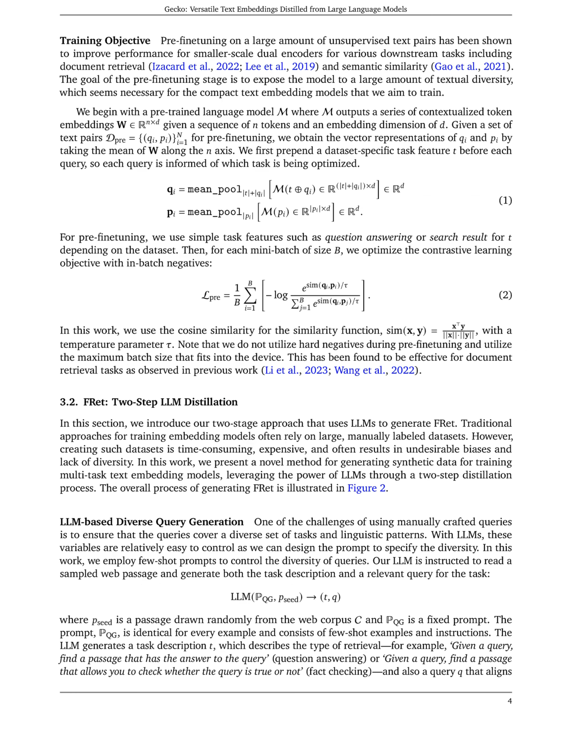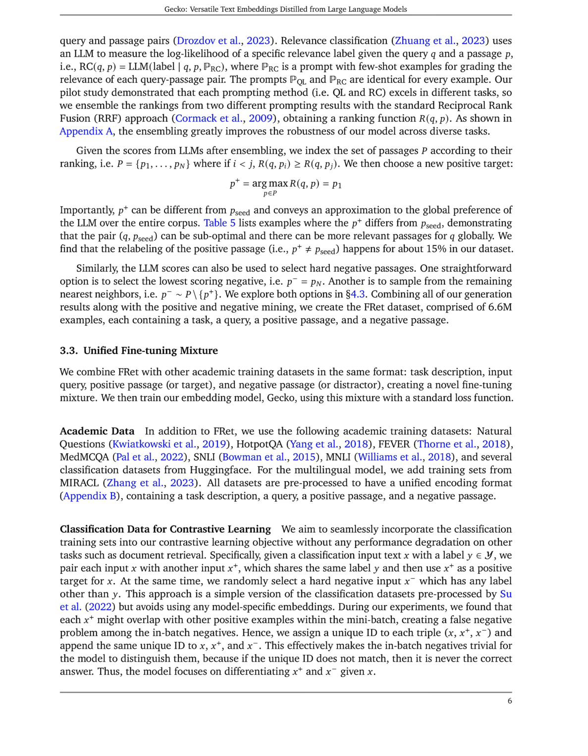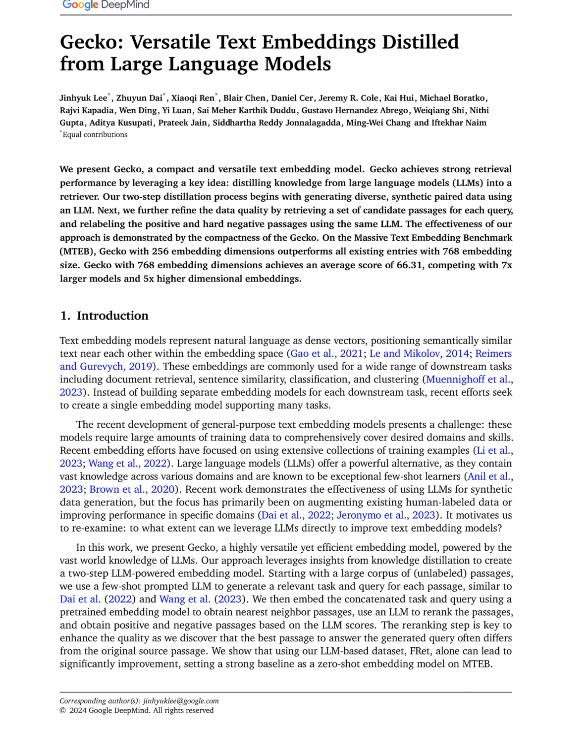The FRET dataset consists of 6 million examples, each containing a task, a query, a positive passage, and a negative passage, which are used in combination with other academic datasets for fine-tuning the Gecko model. By leveraging the FRET dataset, Gecko achieves superior performance on the Massive Text Embedding Benchmark, MTEB, and demonstrates strong generalizability across various tasks, showcasing the effectiveness of using LLM-generated data in training versatile and high-performing text embedding models like Gecko.